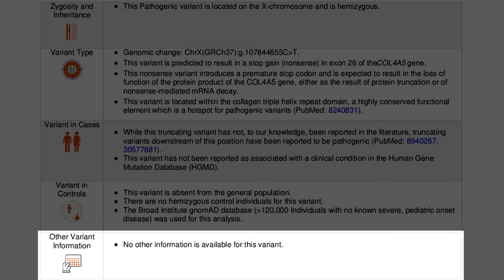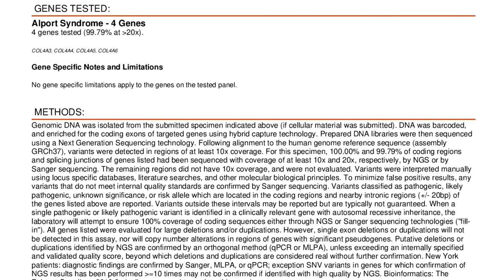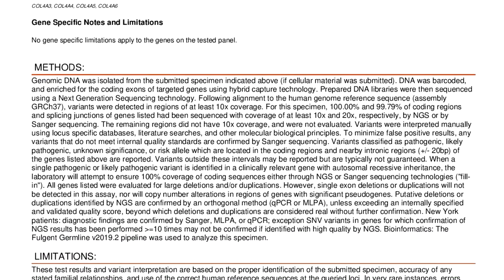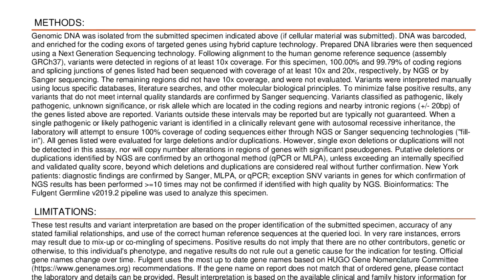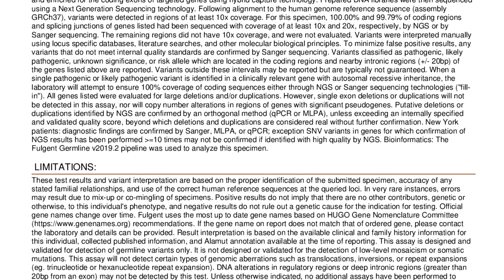Sometimes we may also include an additional Other Information section. This is where we would put things like evolutionary conservation, functional studies, or anything else that doesn't fit well into the other categories. The remainder of the report is technical, containing information about how the test was performed and what the test can and can't do. I'll leave those topics for another day, or you can ask us if you have questions.